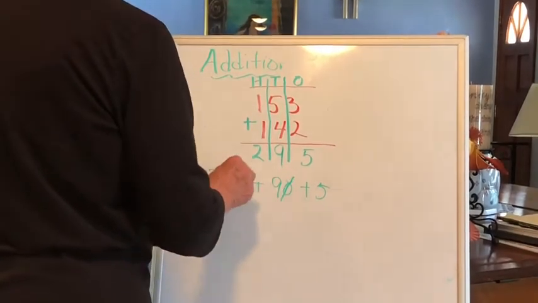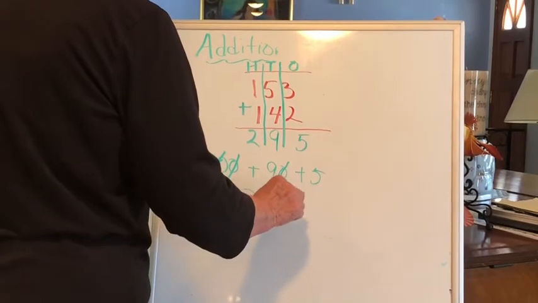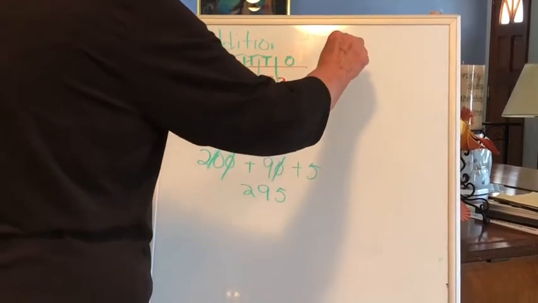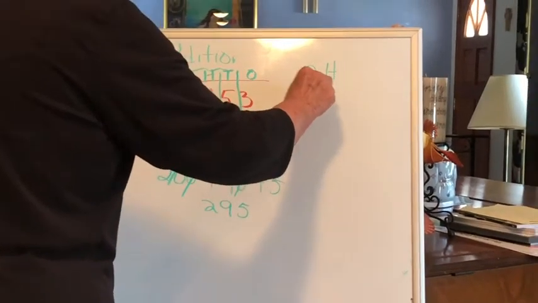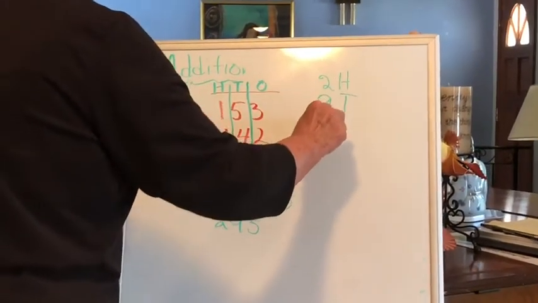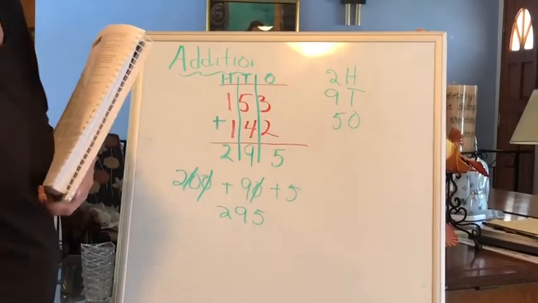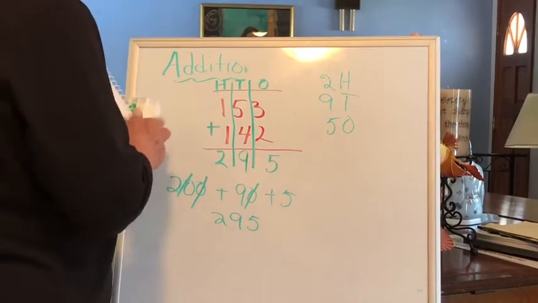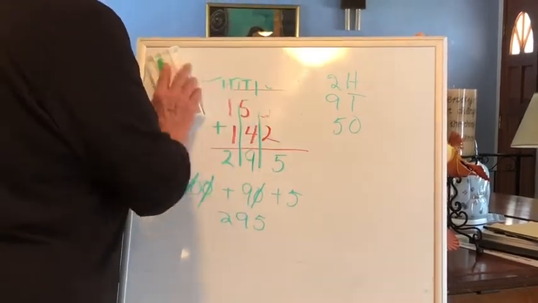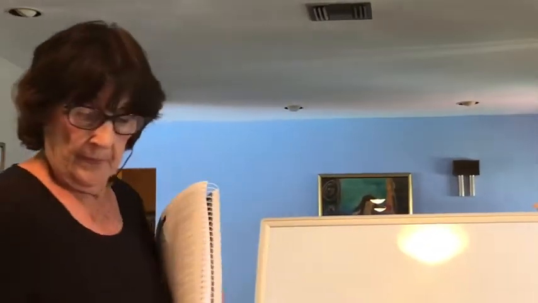And when you cross those zeros out, it's 295. Okay, 2 hundreds, 9 tens, 5 ones. All right. Let's try something else. Very simple. You always add or subtract starting with the ones column.